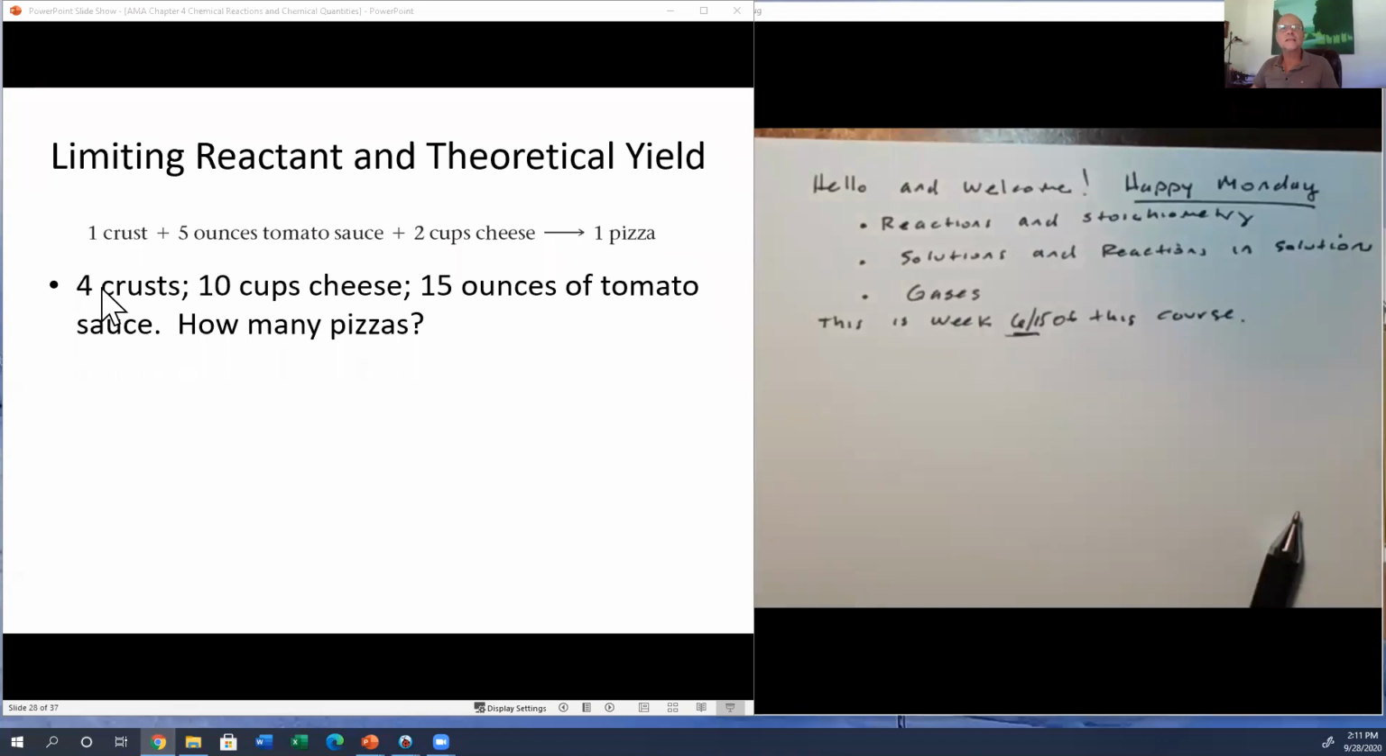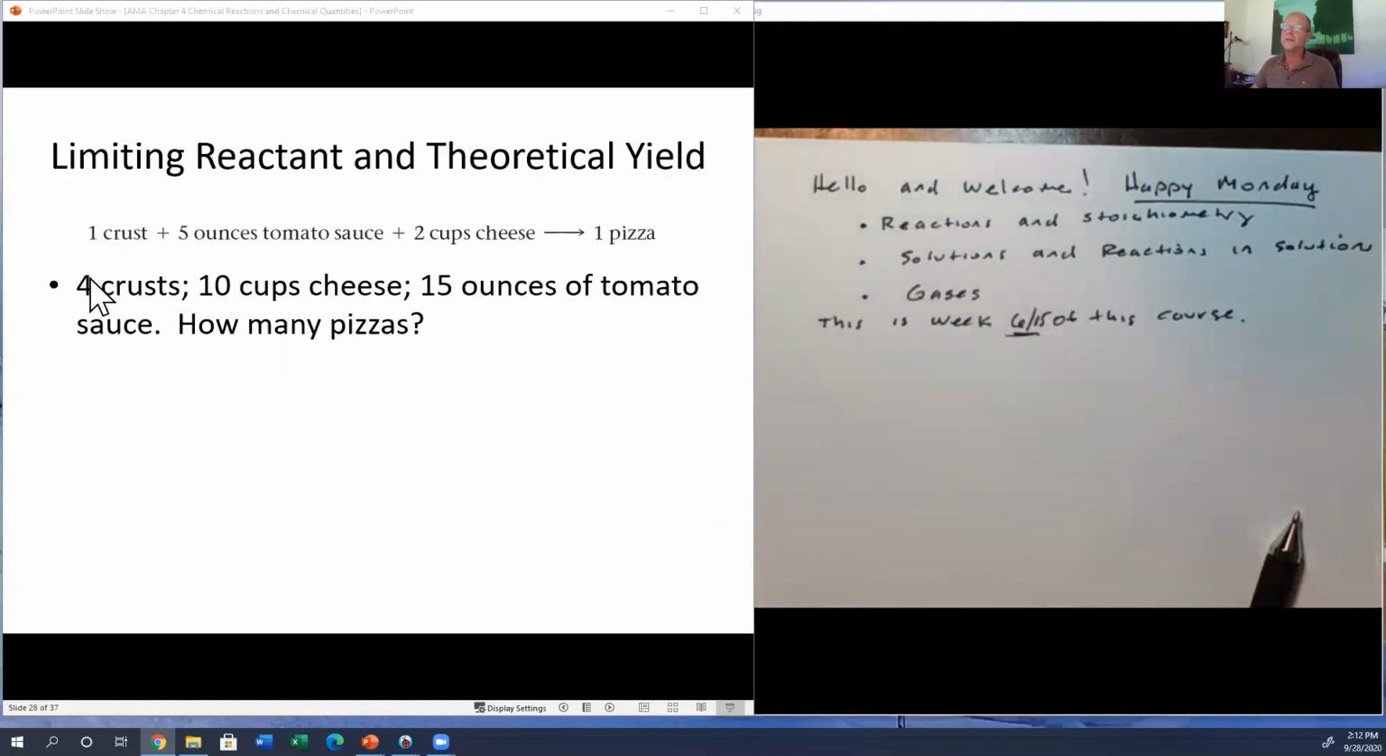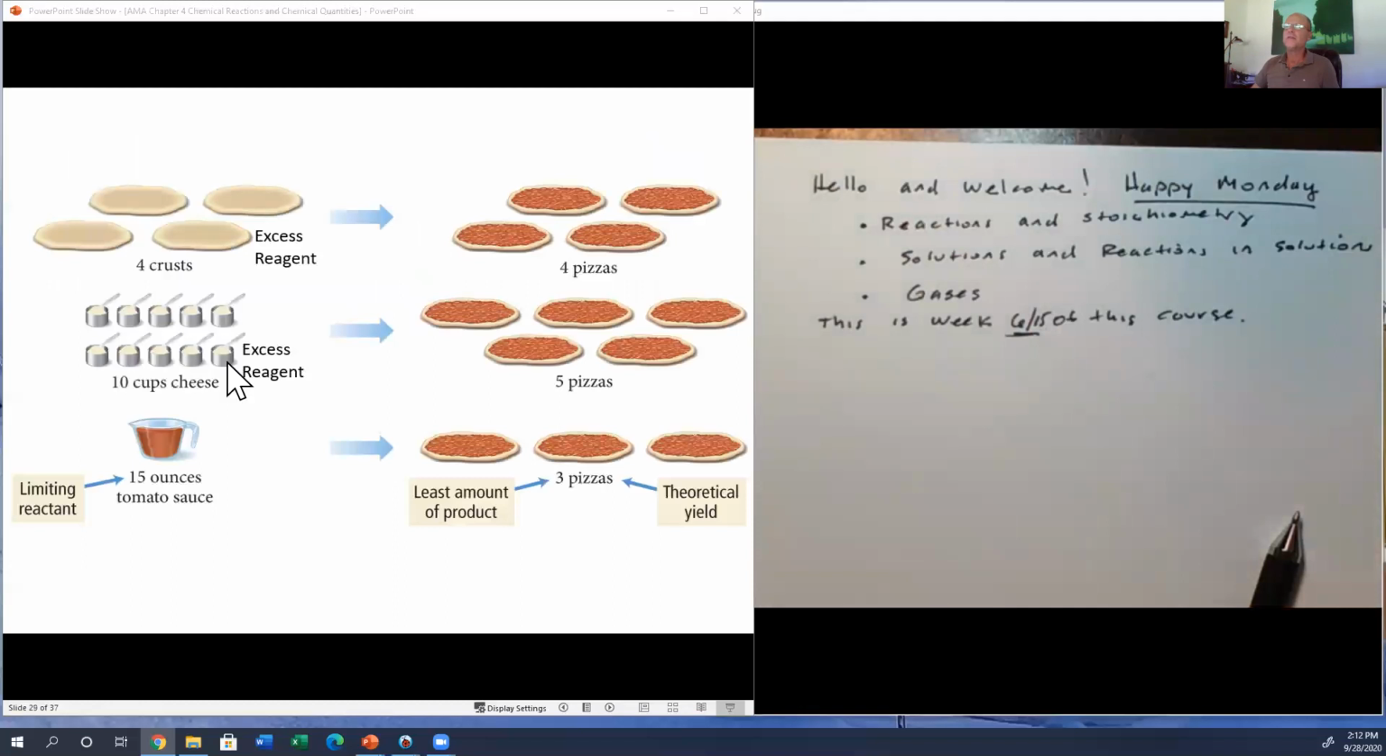So my question now is, what if you had 4 crusts, 10 cups of cheese, 15 ounces of tomato sauce? How many pizzas do you make? Those are all the ingredients you have as you go through your cupboards. And this recipe determines the relationships between the different ingredients, just like a chemical equation tells us the relationship between the different reactants and products. The stoichiometric relationships, all right? So from the 4 crusts, you can make 4 pizzas, because you got 1 crust, 1 pizza. So if you have 4 crusts, you get 4 pizzas. If you have 10 cups, you can figure that out. You make 5 pizzas. 15 ounces of tomato only makes you 3 pizzas, right?